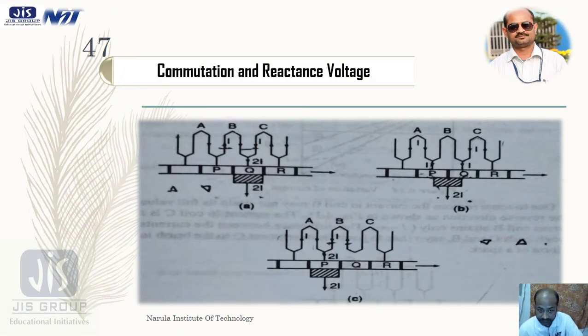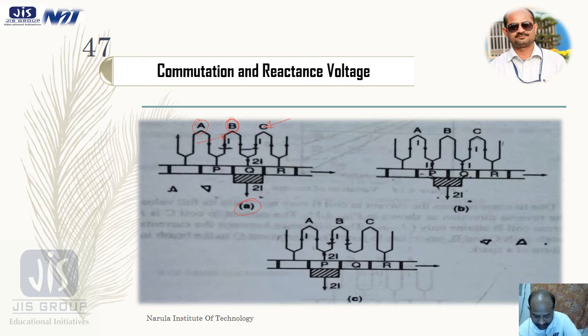now if we see in figure A, the brush is in contact with commutator segment Q. Only Q is connected with the brush. So half of the current is coming from left to right from coil A, and half of the current is coming from right to left from coil C, and coil B is just prior to undergoing commutation.